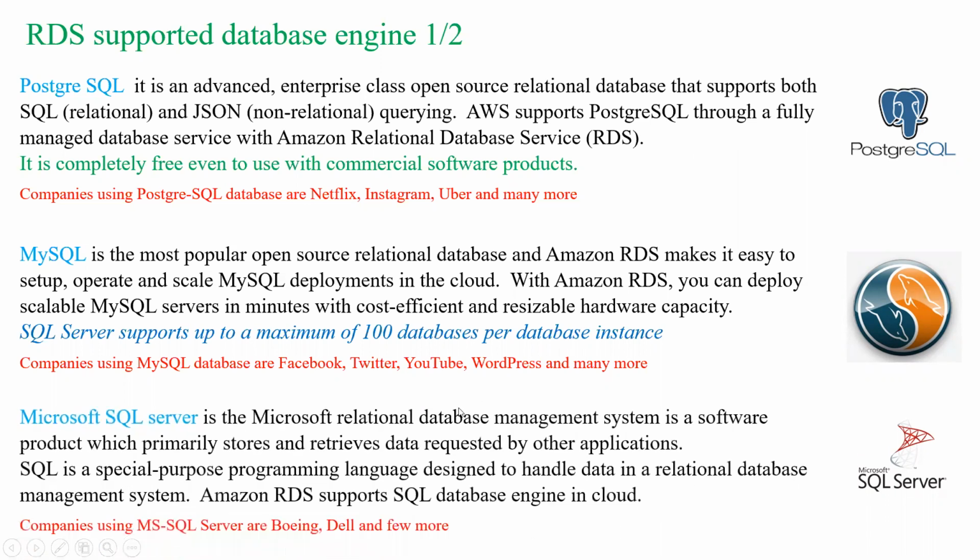The third entity is Microsoft SQL Server. It is Microsoft's relational database management system. It is a software product which primarily stores and retrieves data requested by other applications. Microsoft SQL is a special purpose programming language designed to handle data in a relational database management system. Amazon RDS supports the SQL Server database engine in the cloud. So who are all the customers using Microsoft SQL Server? Boeing, Dell, to name a few.